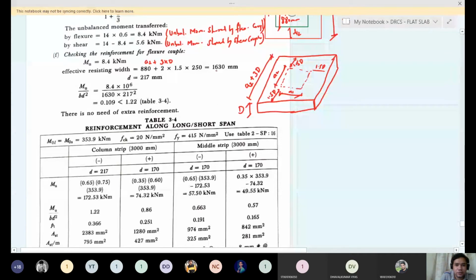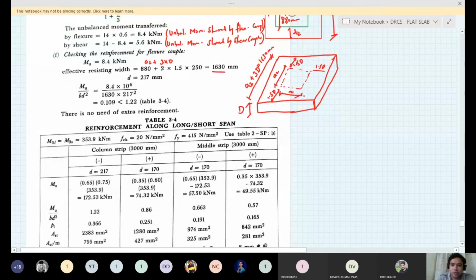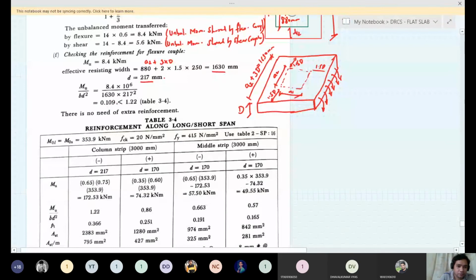So the effective width resisting this will be 1630 mm. So this entire width will resist the unbalanced moment. And the effective depth at this location for this part is 217 mm. So your Mu by bd square will be 8.4 divided by the width and d square, so it is 0.109.